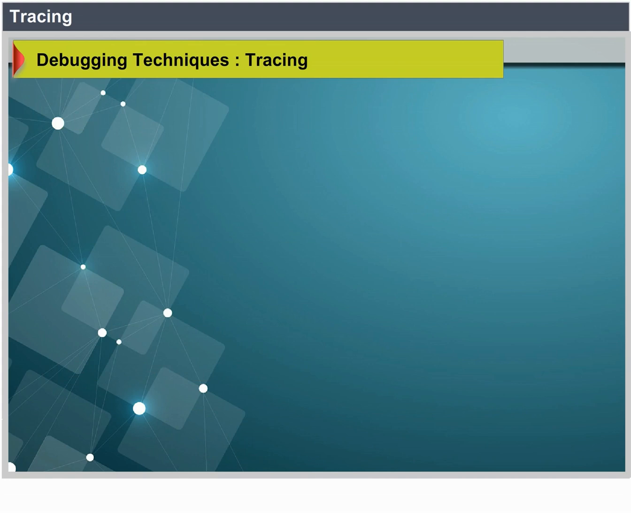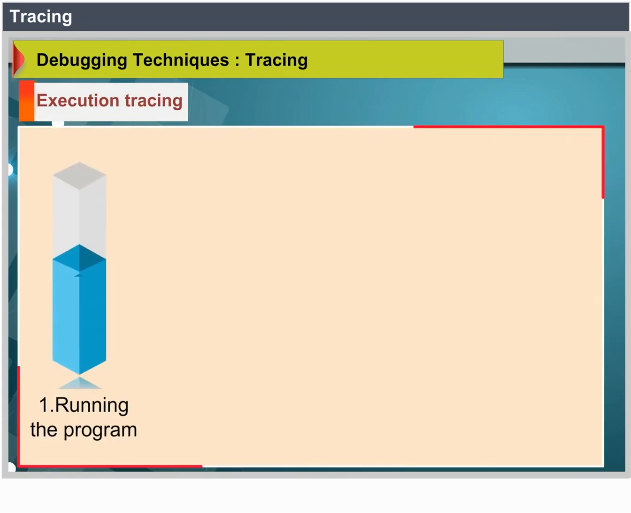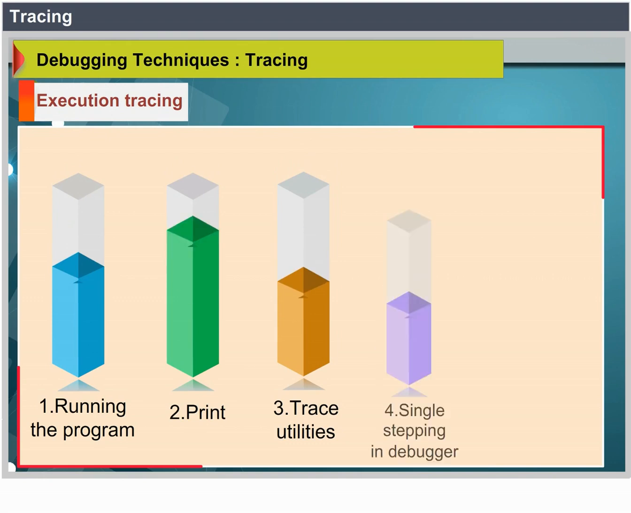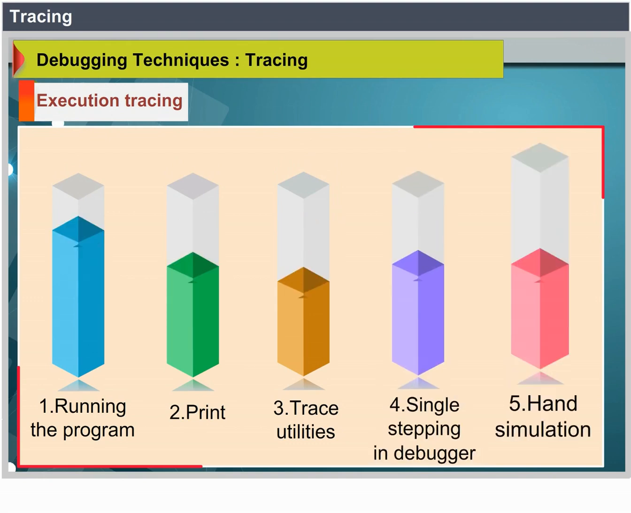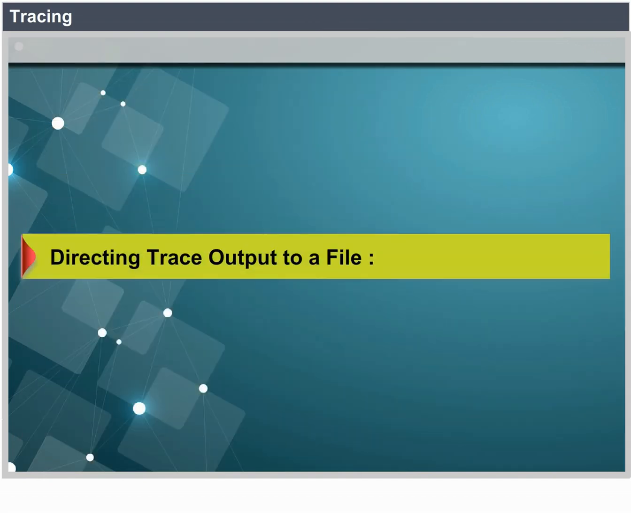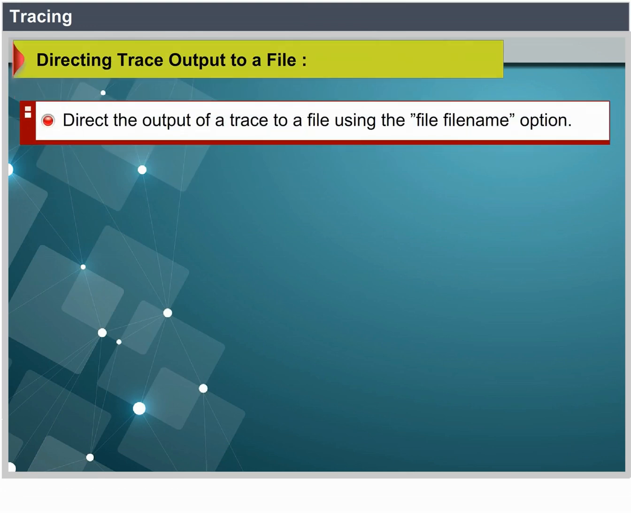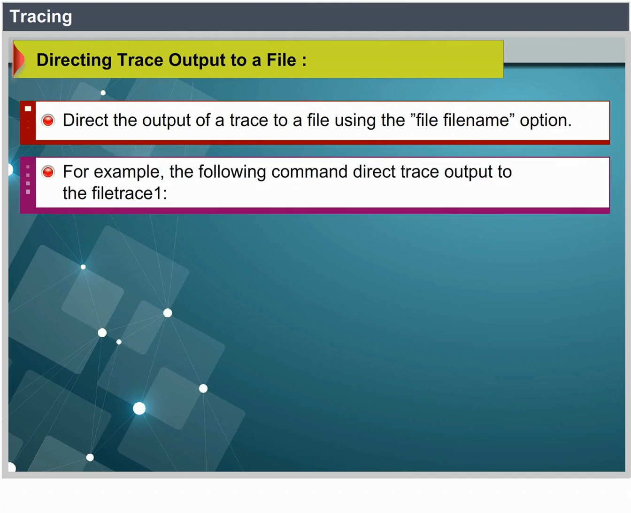Execution tracing. Running the program, print, trace utilities, single-stepping in debugger, hand simulation. Directing trace output to your file. Direct the output of a trace to a file using the file name option. For example, the following command directs trace output to the file trace1.